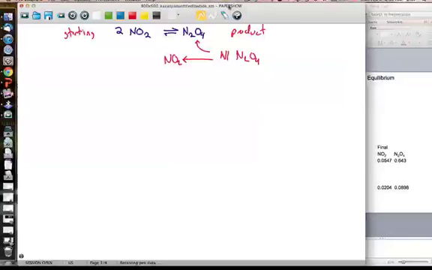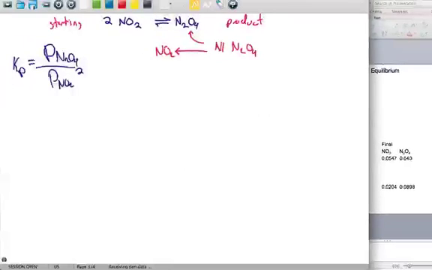Again, associated with this is the following equilibrium constant, Kp, K equilibrium. Kp is equal to the partial pressure of N2O4 divided by the partial pressure of NO2 squared. All right.